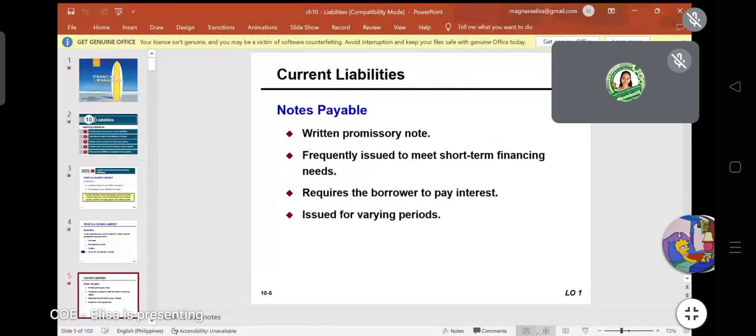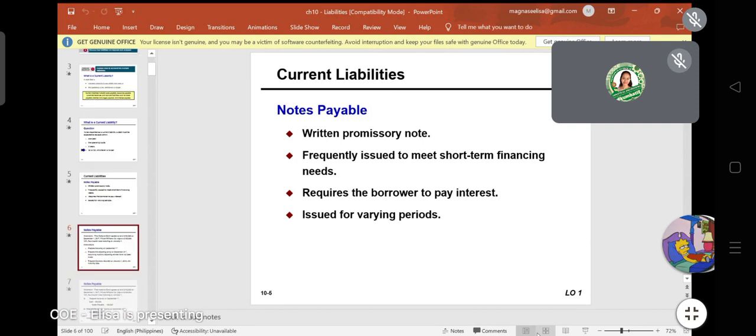So notes payable, these are written promissory notes, frequently issued to meet short-term financing, requiring the borrower to pay interest, issued for a varying period. So in notes receivable, we expect to receive interest income. On the flip side, if we execute a promissory note, what goes with it is the promise to pay an interest. So that's why if there is a notes payable, we have to compute interest expense payable.